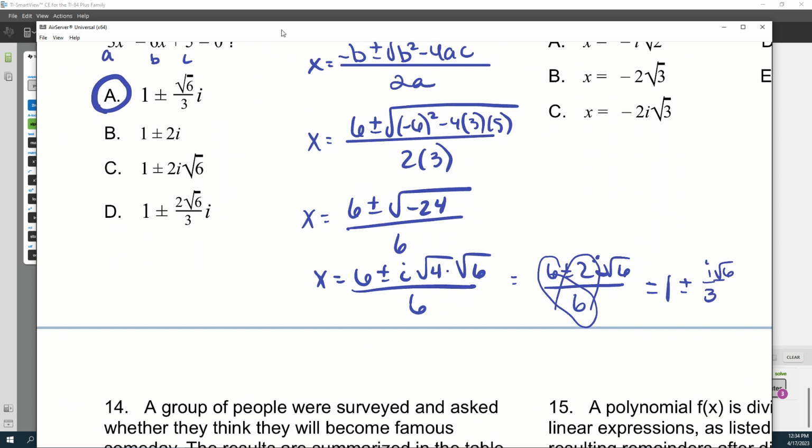Now, we talked earlier on the calculator part, I think when we did number 5, that on the equations, if it's on the calculator version, you can store the answers and just check. So I'll show you how to do that too. So we would do 1 plus the square root of 6 over 3 i, and we're going to store that for x.